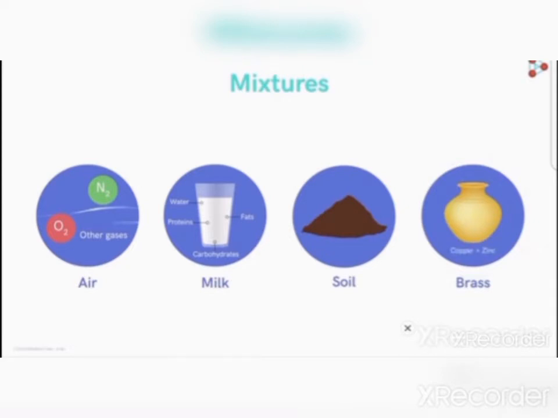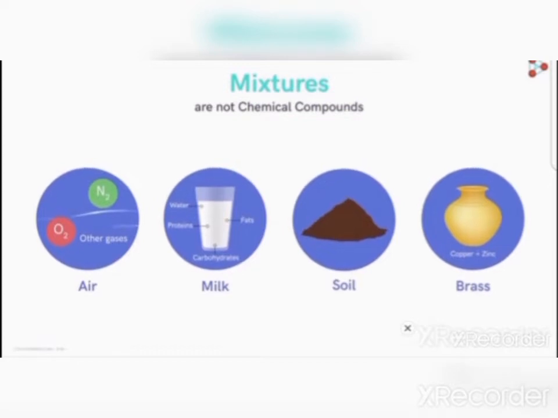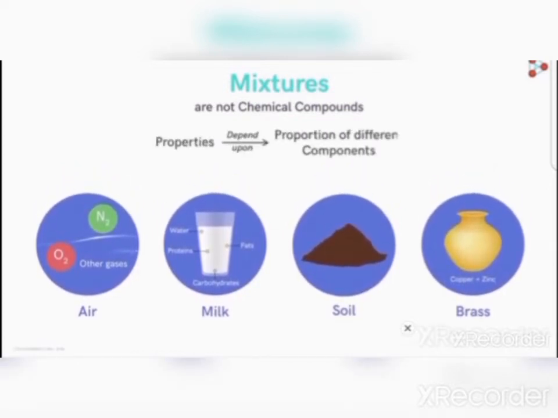Most of the substances we come across in our daily life are mixtures of two or more pure substances. We know mixture is not a chemical compound. In all of these examples, the different components in the mixture are not chemically combined. That is, they do not chemically react with each other to form compound. There is one interesting characteristic of mixture, that is, its properties depend upon the proportion of different components in it.